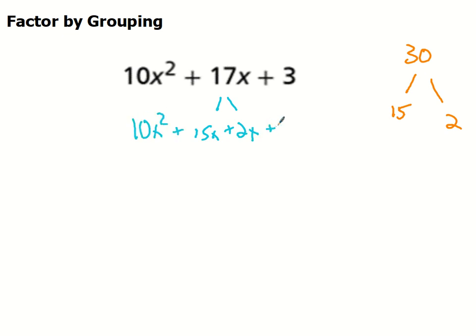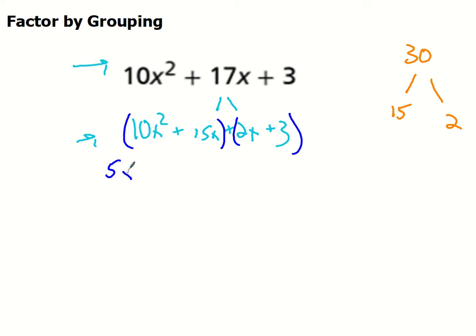That's 10x squared plus 3 on the end. So this is the same thing. Like, I haven't changed anything. I just rewrote it a little bit differently. Well, now we group it into two different binomials. And I got to factor out the greatest common factor of both of these. Well, greatest common factor here is 5x.